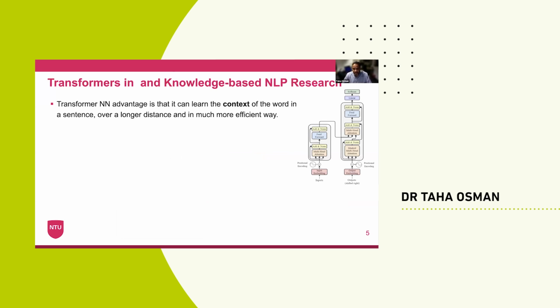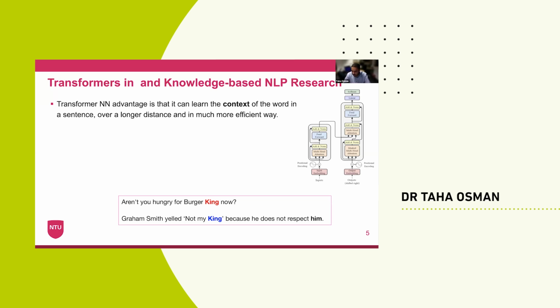Okay, so our research into knowledge-based NLP, within the context of this research, the advantage of transformer neural networks is that they can learn the context of a word in a sentence over a longer distance and in a much more efficient way. So it doesn't understand just the meaning of the word, but also the context in which the word is uttered. I'll give you two examples here. The first example sentence is, "Aren't you hungry for a Burger King now?" And the second, Graham Smith yelled, "Not my king," because he does not respect him.